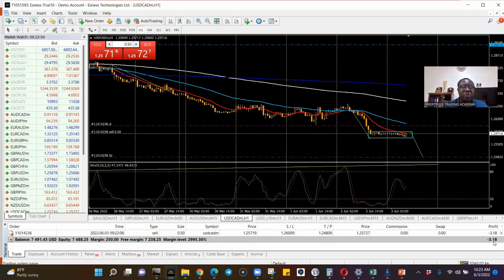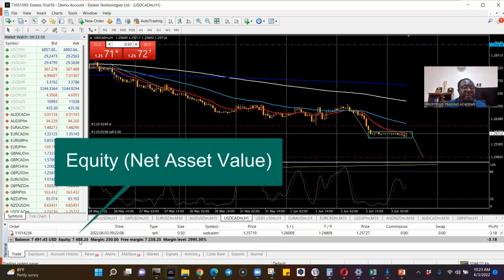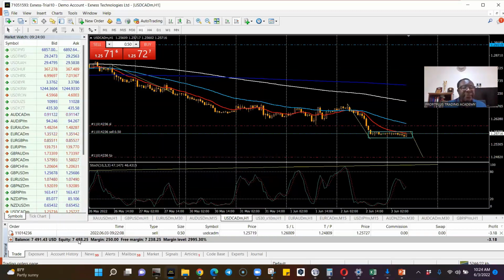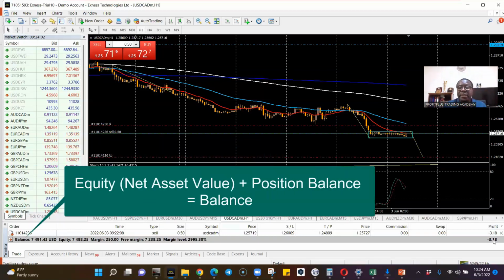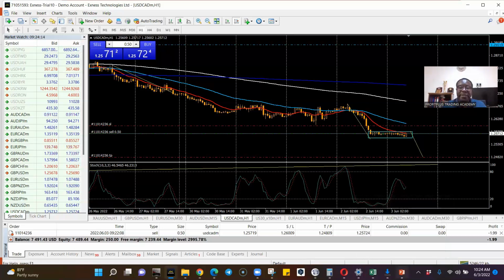So that's what we're trying to give you. This is the net assets value now, the equity. This is the net assets value, 7488. So if you add this net assets value to this position account balance, which is -3, if you add both of them, you're going to get this balance, which is the margin balance. Exactly what I'm trying to explain to you on the slide.